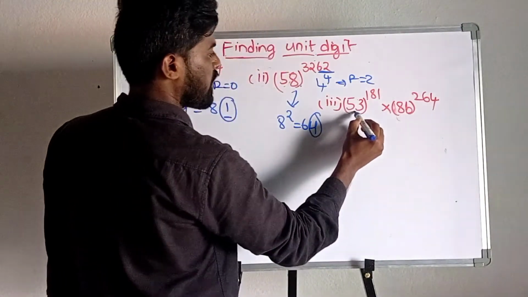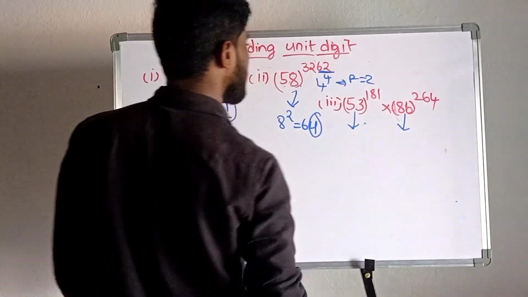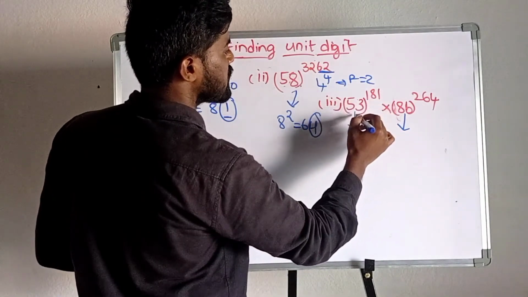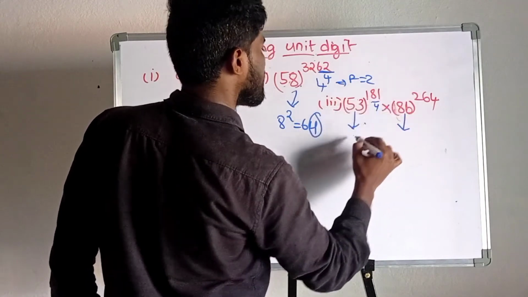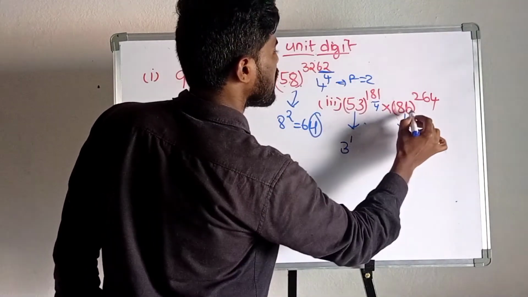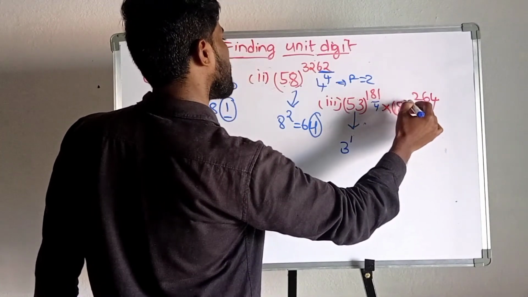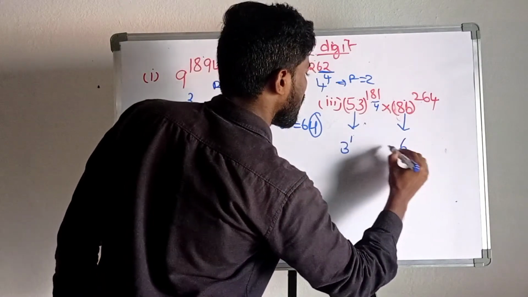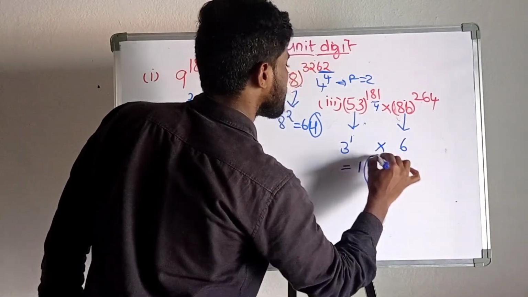Here we will first find the unit digit of each part and multiply these two unit digits. 3 power 181. The cyclicity of the number 3 is 4. Divide the power by 4. The remainder is 1. 3 power 1 is 3. Here 6 power 264. The cyclicity of the number 6 is 1. That means 6 power anything is 6. 3 into 6, 18. The unit digit is 8.